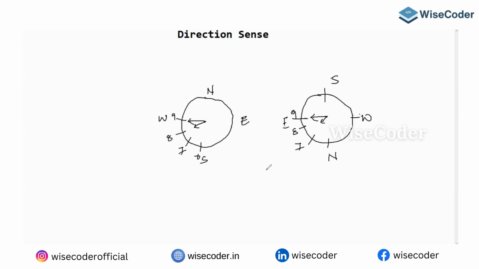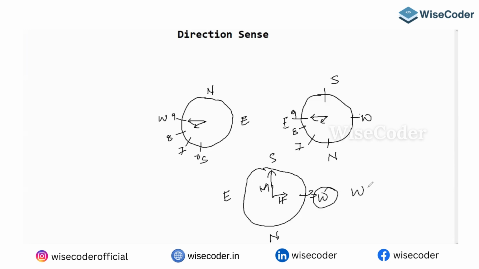What is he asking when the time is 3 o'clock? So now the directions are changed. South to north, this is west, this is east. When the time is 3 o'clock, this is the minute hand, this is our hand, so this is 3. So when the time is 3 o'clock, which direction does the hour hand point? Our hand points to the west direction.